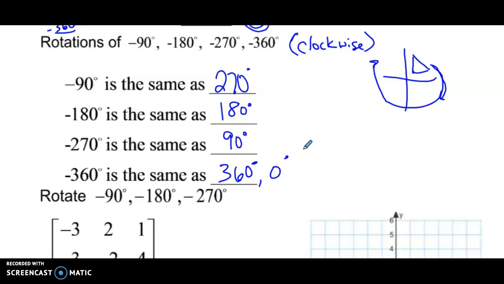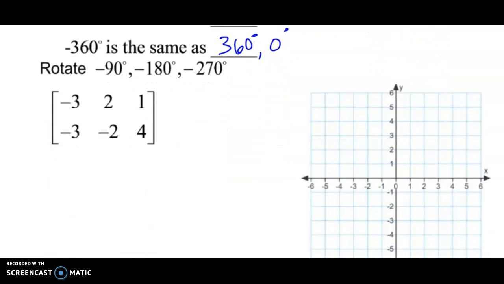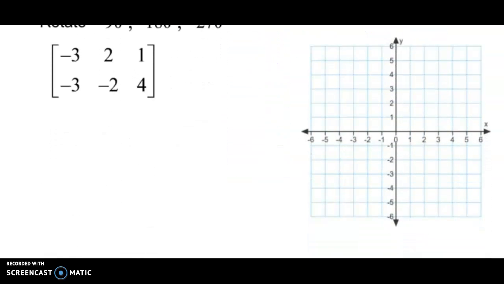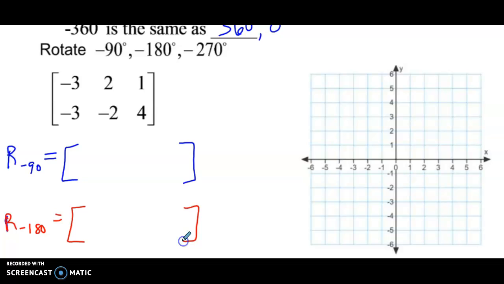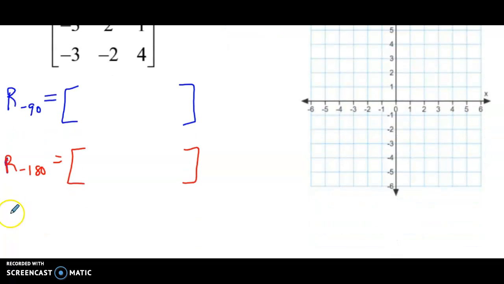Okay, we want to rotate the following coordinates: negative 90 degrees, 180 degrees, negative 180, and negative 270. So we're going to write it out like this. The rotation of negative 90 degrees equals what? I'll use a different color here. What would be the rotation of negative 180 degrees? And finally, the rotation of negative 270 degrees.